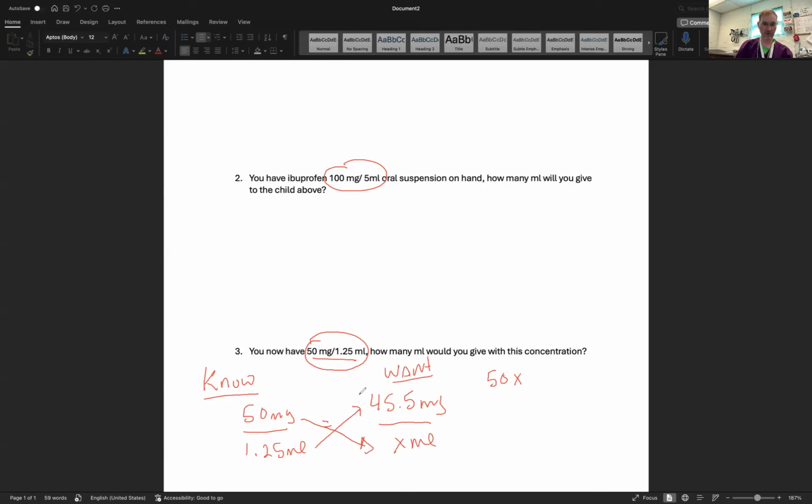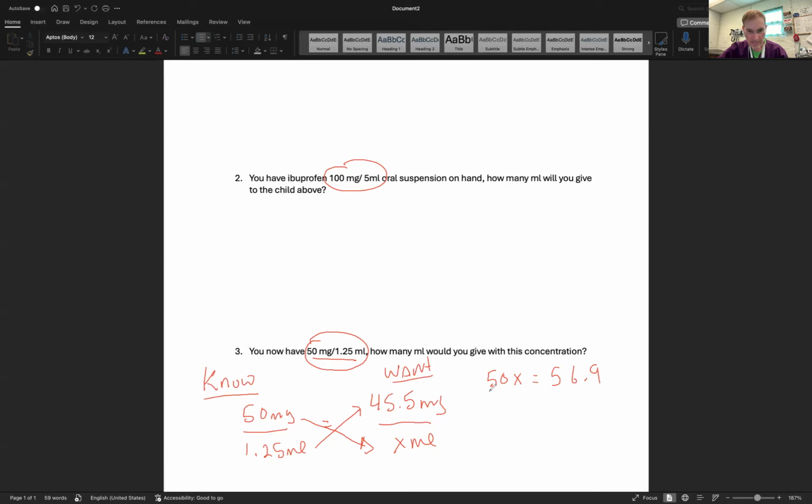So 1.25, let me put that in my calculator, multiplied by 45.5 gives me 56.875. I'm going to round that to 56.9. So what I literally got is 56.875, and I just rounded that to 56.9.